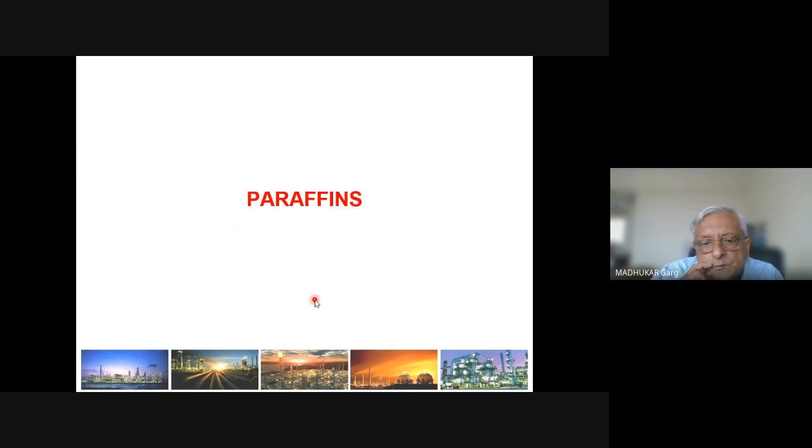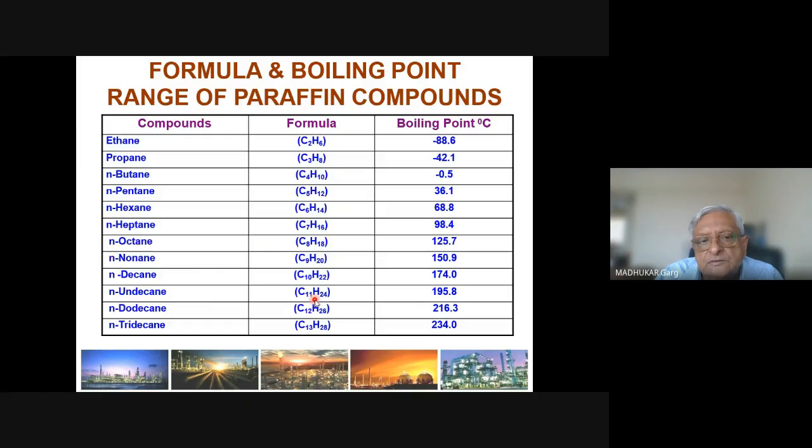Coming on to paraffins to begin with, this is the simplest molecule that you can think of, which is present in the crude oil. You have all the way from ethane to propane to butane, pentane, hexane, all these molecules are present in crude oil and even beyond. I have only listed up to tridecane, but it can go even up to C40, C50.